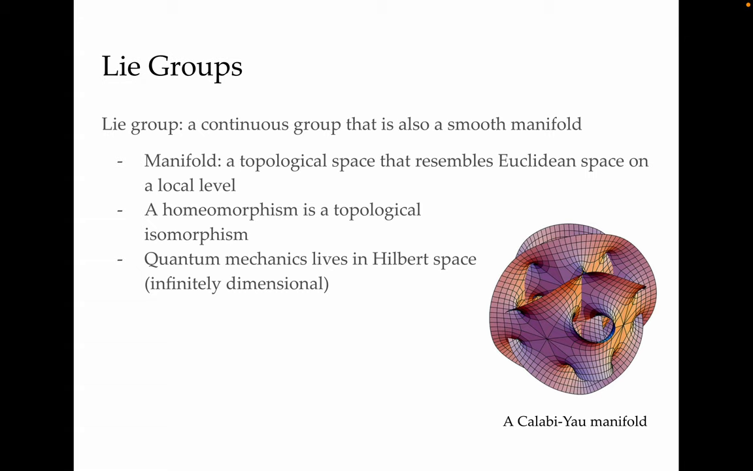In the field of quantum mechanics, we actually work in what we call Hilbert space, but this is simply an analog of Euclidean space that can be extended to infinite dimensions. We don't want to get too much into the weeds here, so I'll just say this. If we have a continuous group where element multiplication and the taking of inverses are both differentiable, or smooth, we have a Lie group.